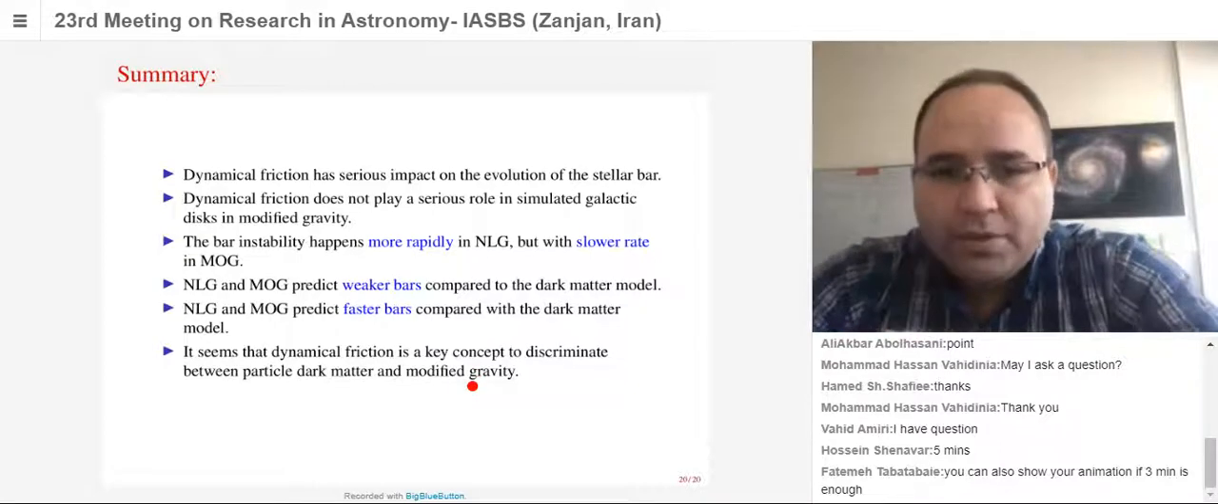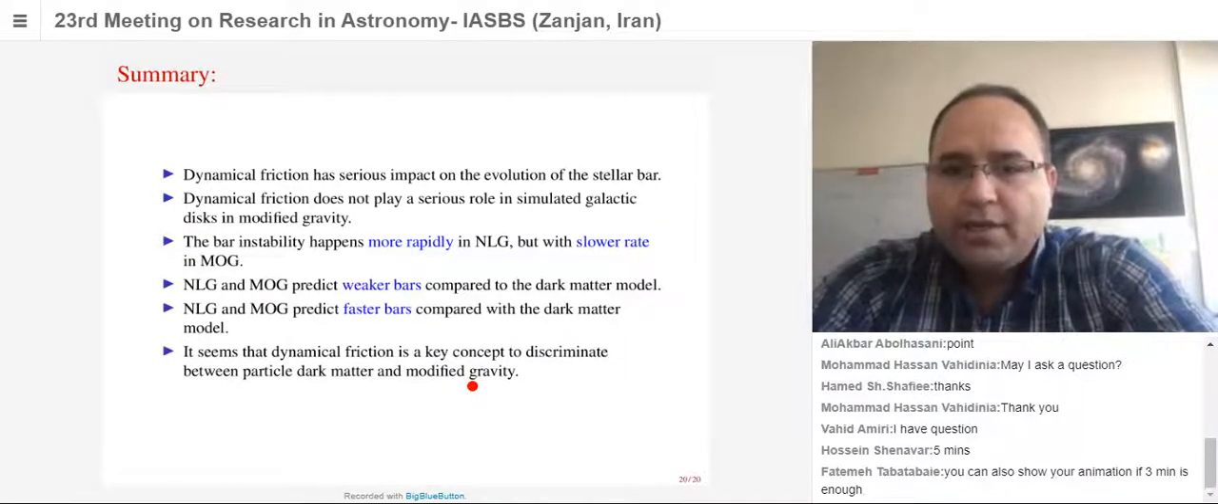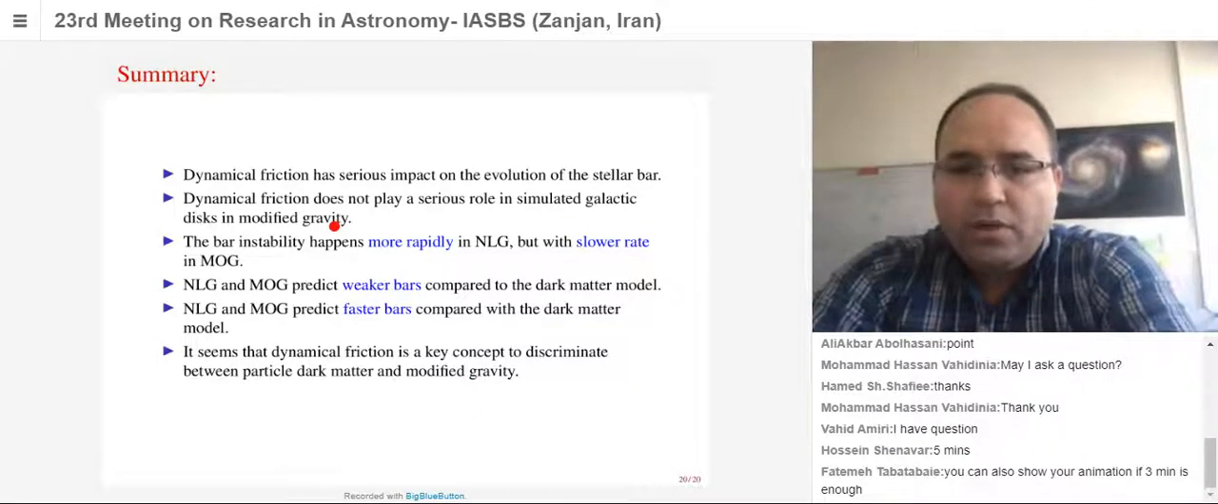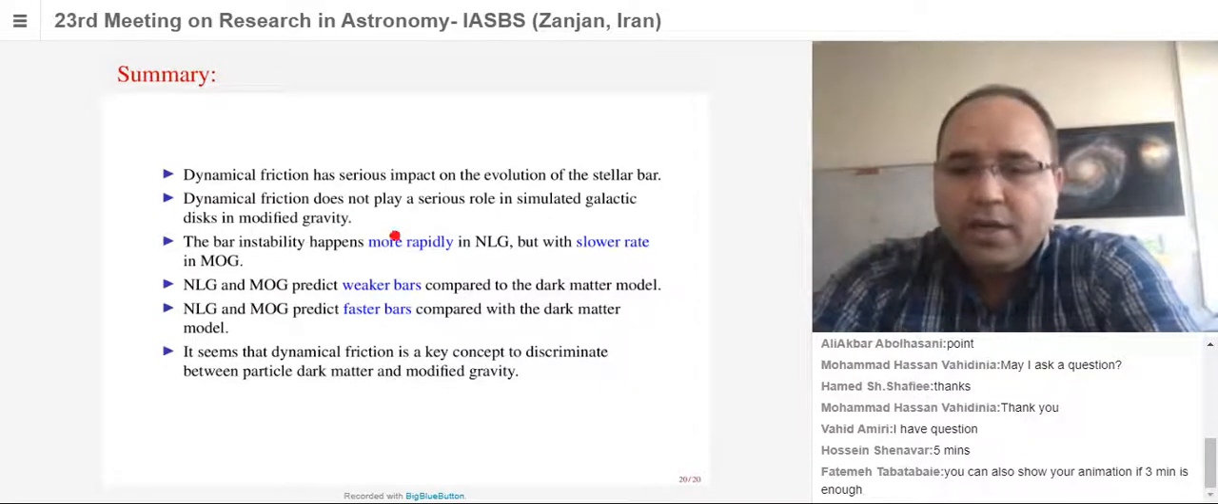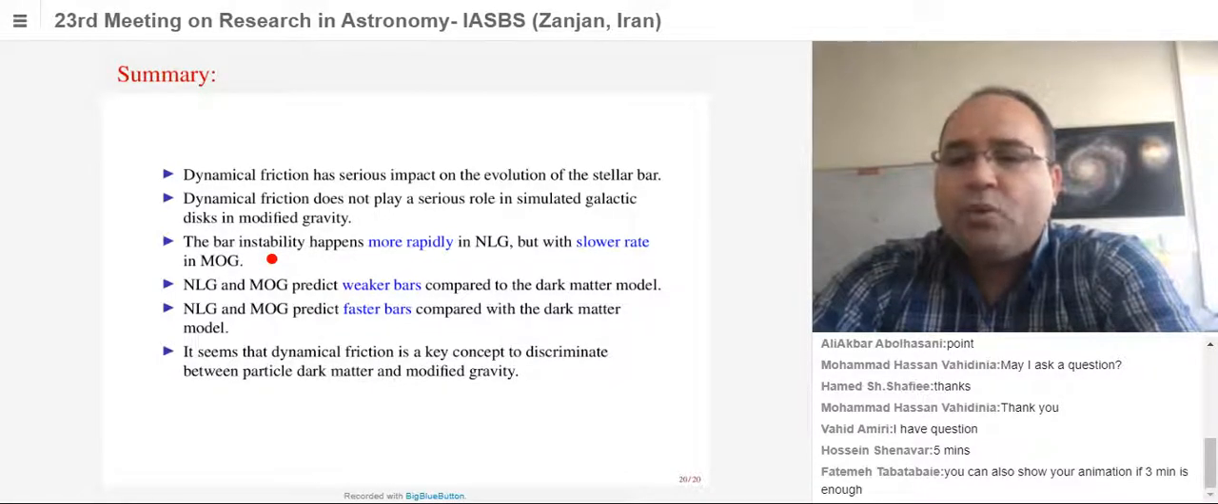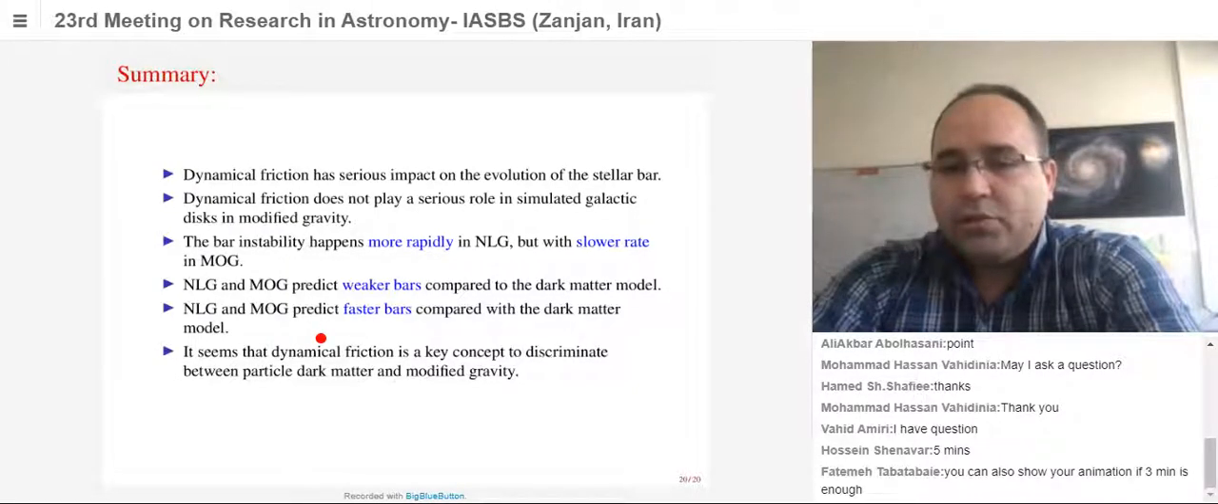So this is my summary and conclusion. Dynamical friction has a serious impact on the evolution of stellar bars. Dynamical friction doesn't operate, or maybe it's better to say it's very small and weak, in modified gravity models, and bar instability happens more rapidly in non-local gravity. In our modified gravity models, we reach weaker bars, while we know that in observations there are strong bars. And maybe the main point regarding the dynamical friction effect is that modified gravity leads to faster bars compared to dark matter models.